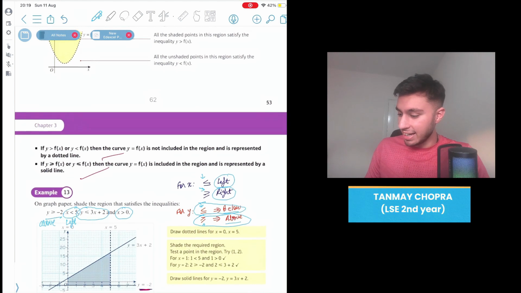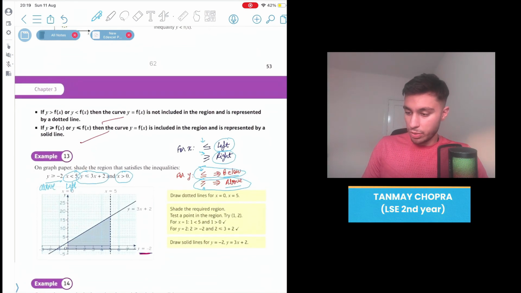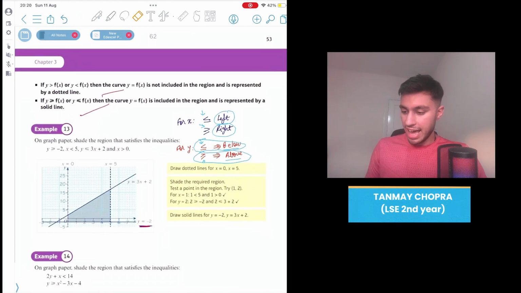That means I need it to the right of x equals 0. Okay? Now let's look at what the question is saying. The question is saying, find the region that satisfies all these inequalities. And they claim that this is the region R which does the job.